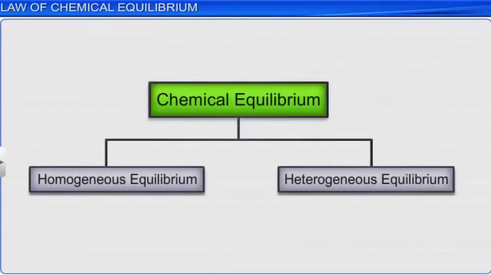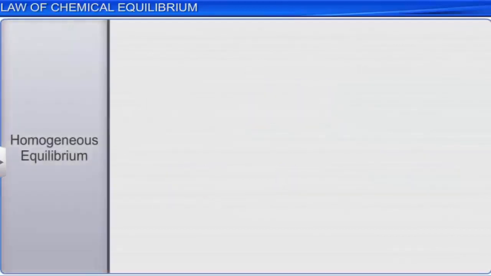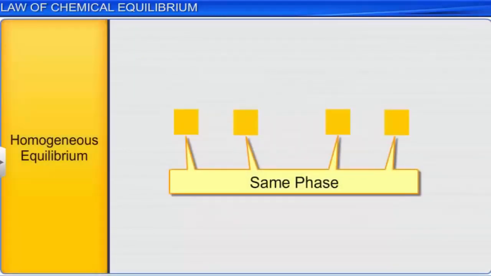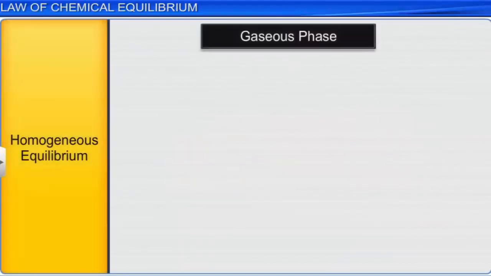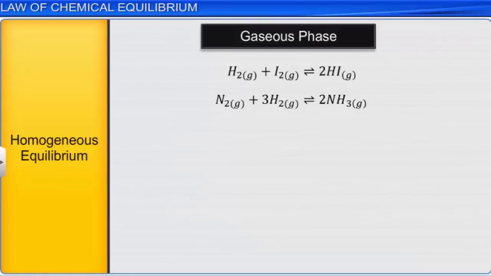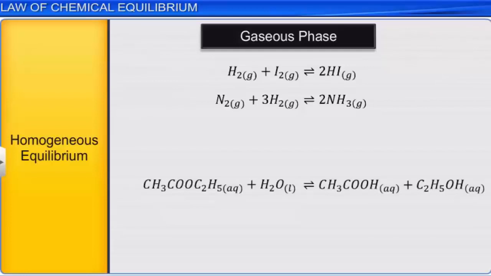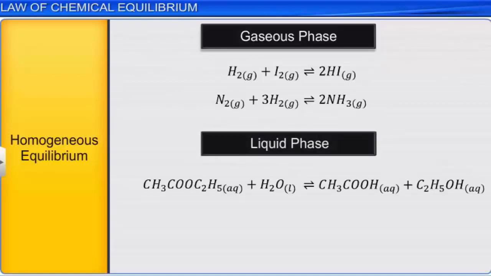Chemical equilibrium may be classified into homogeneous equilibrium and heterogeneous equilibrium. The equilibrium in a system with all the reactants and products in the same phase is known as homogeneous equilibrium. Examples of homogeneous equilibrium include the reaction between hydrogen and iodine to form hydrogen iodide, the reaction between nitrogen and hydrogen to form ammonia, and the hydrolysis of ethyl acetate to acetic acid and ethyl alcohol. This example represents homogeneous equilibrium in the liquid phase.